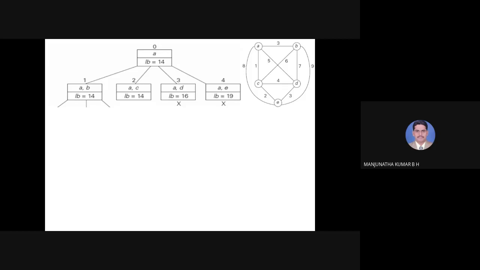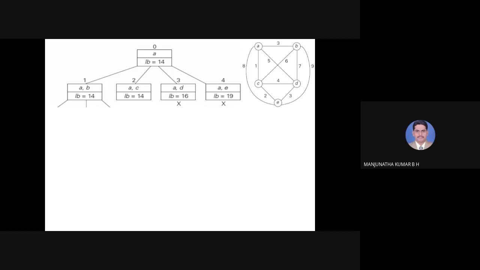Now I am going to explain how nodes 1, 2, 3, 4 are generated from node 0. So now I have visited A. What are the possible options for me to visit the next city? From A, I can visit next B. From A, I can visit next C. Or from A, I can visit next city D. Or from A, I can visit next city E. So now I have four possible choices.